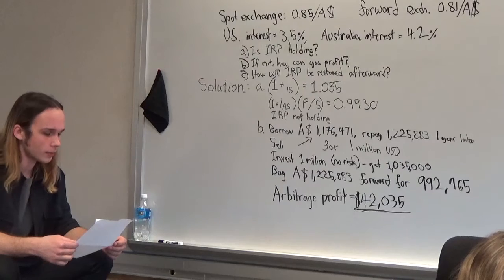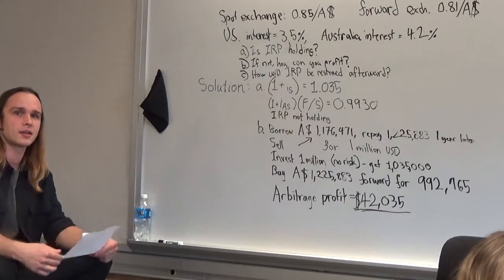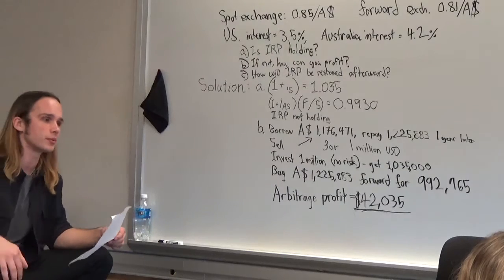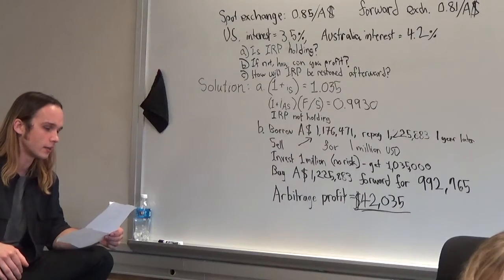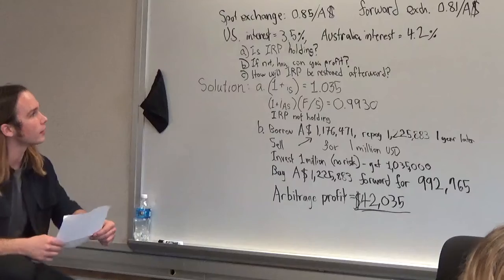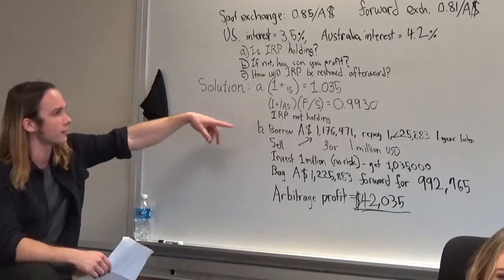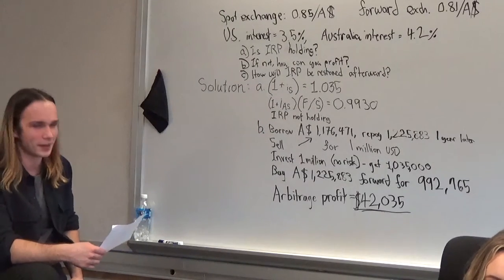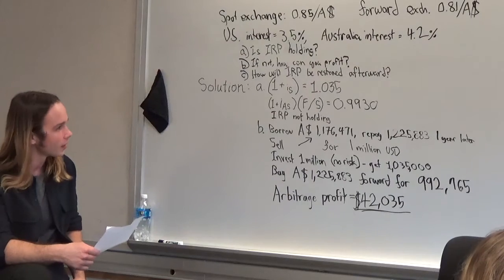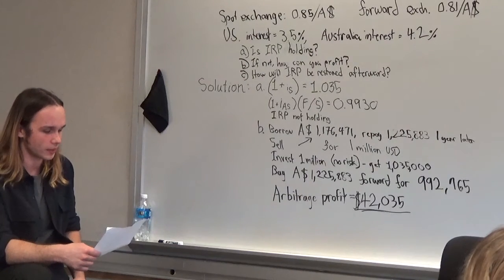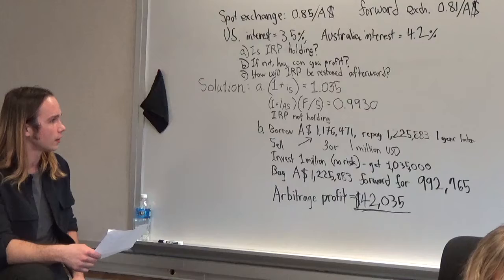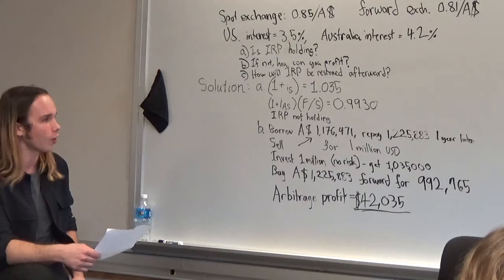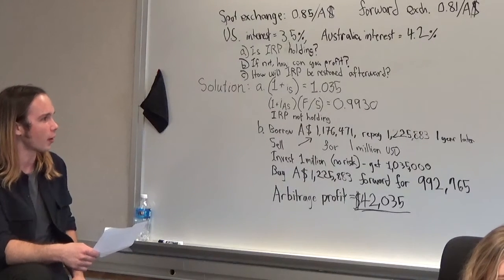So my question asks to look to see if the IRP is holding between USD and Australian money, and we can see here that it isn't. I could explain that, but it'll take forever. And since it isn't, we ask how to profit off of that. To profit off that is called arbitrage, and here's how we do it.